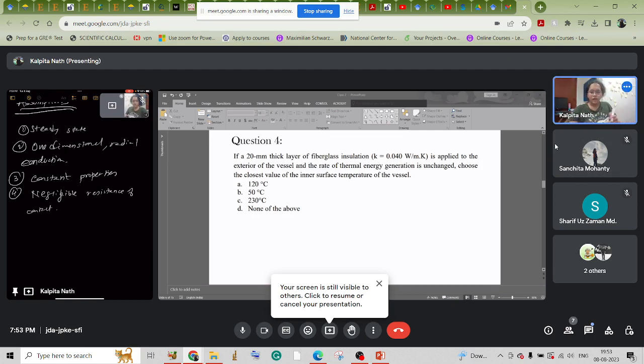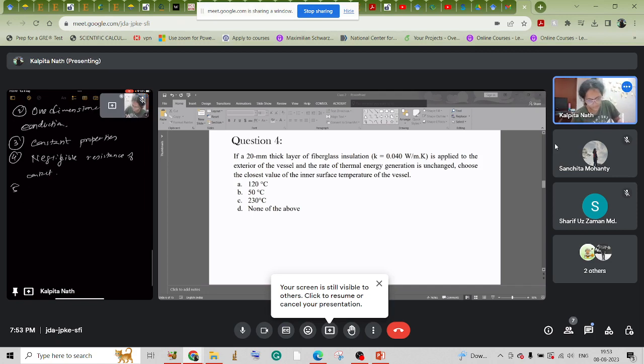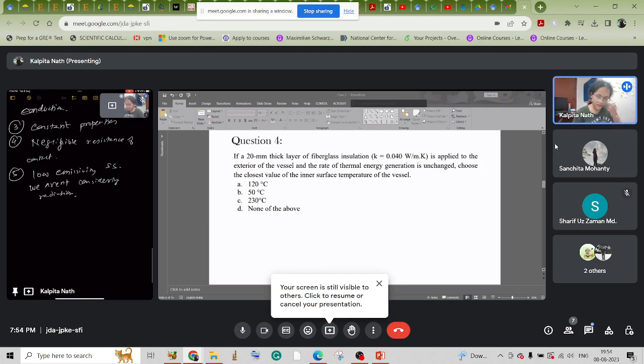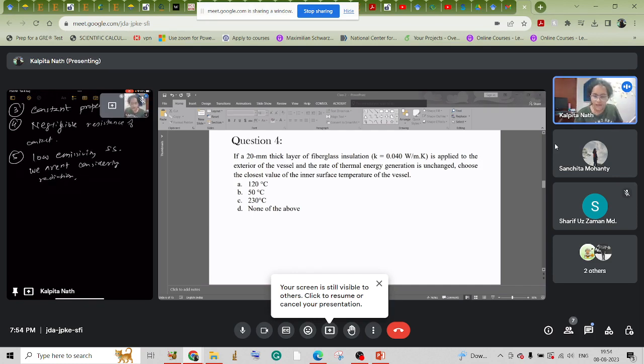This is not that important though. You may or may not write this. Then, due to low emissivity of stainless steel, we are not considering radiation, though everybody will radiate inherently. We are considering here only conduction and convection. We won't be considering any radiation.